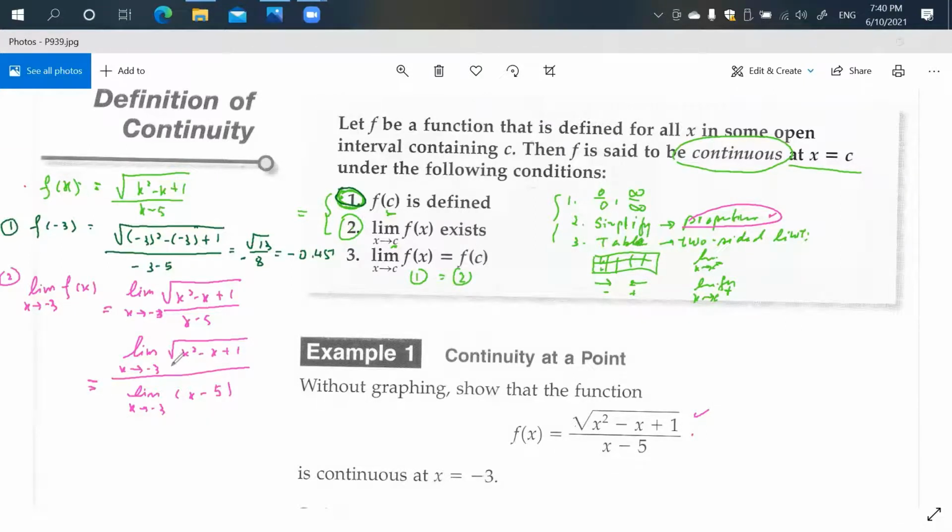Then after this one, you can replace x equal to -3 right away, or you can write it in this way. It's more detail, right? But more work to write down. So limit of x squared as x approaches -3, minus limit as x approaches -3 of x, plus limit of 1 as x approaches -3, over limit as x approaches -3 of x minus limit as x approaches -3 of 5.